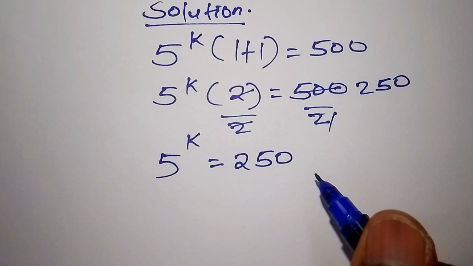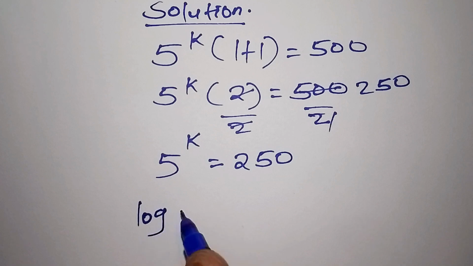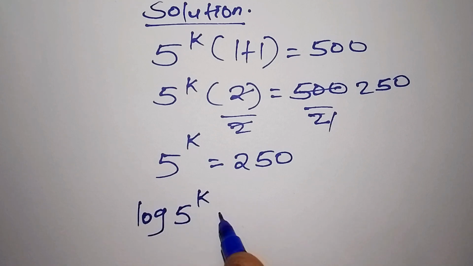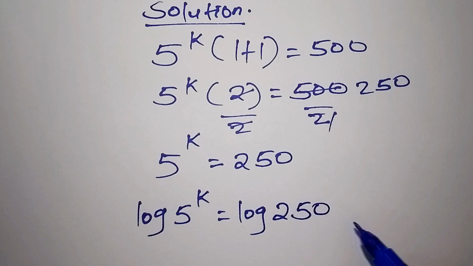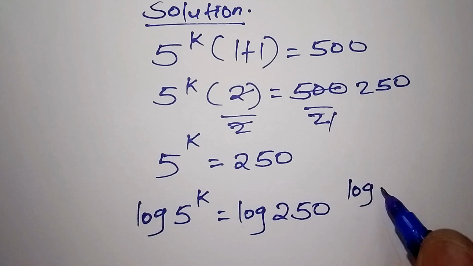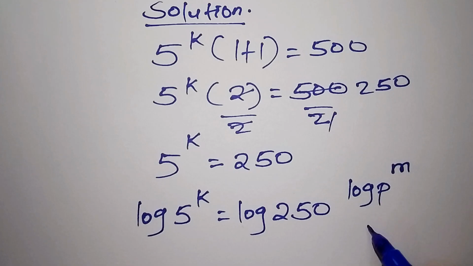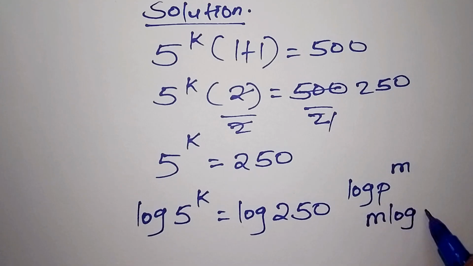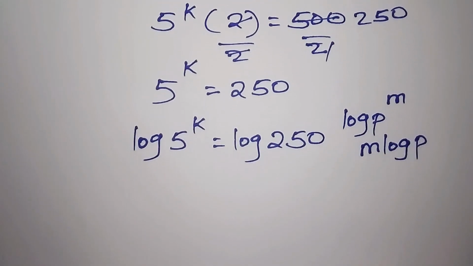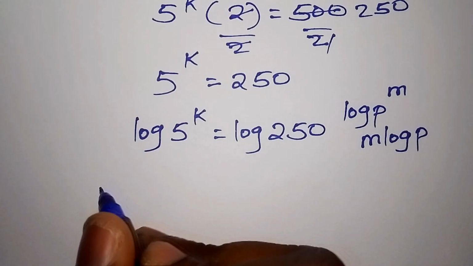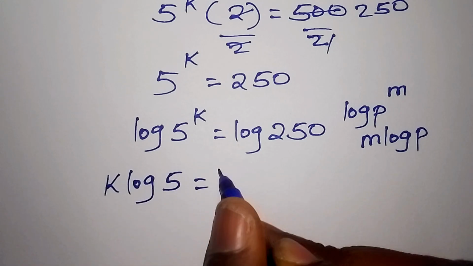Next, it is for us to introduce the log. So we now have the log of 5 to the power of k is equal to the log of 250. Assuming that you have the log of p to the power of m, this can be written as m log p. Similarly, the log of 5 to the power of k can be written as k log 5.